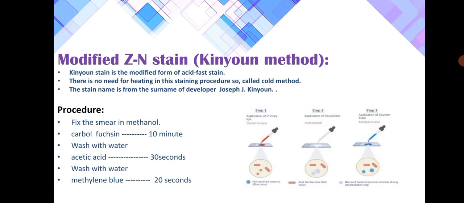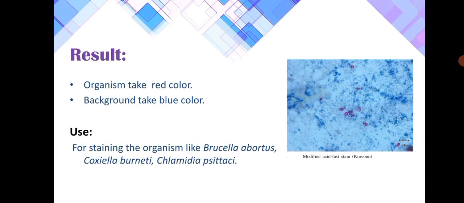Modified ZN stain, also known as Kinyoun method. Kinyoun stain is a modified form of acid-fast stain. There is no need of heating in the staining procedure, so-called cold method. The stain name is from the surname of developer Joseph J. Kinyoun. The result is that the organism takes red color and the background takes a blue color. It is mainly used for staining organisms like Brucella abortus, Coxiella burnetii, and Chlamydia psittaci.